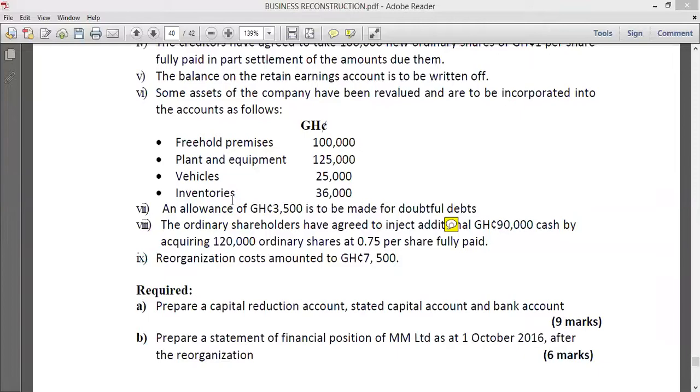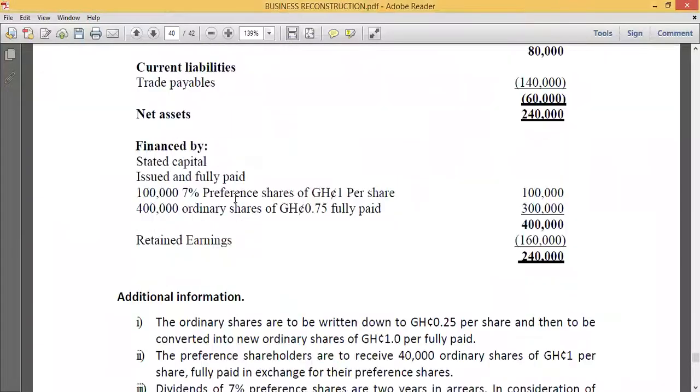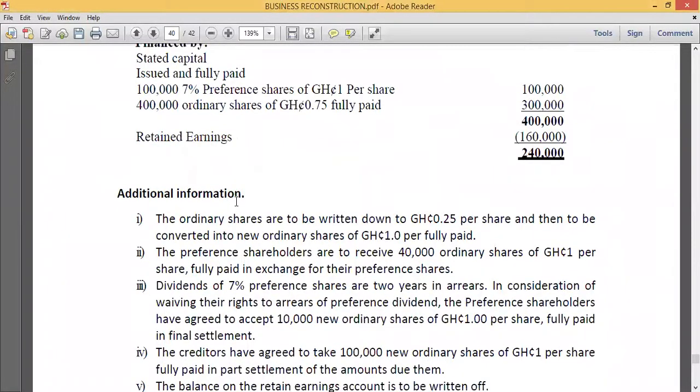Okay, so we are starting with note one officially. Note one stated that the ordinary shares are to be written down by 2.5 per share and then to be converted back to new ordinary shares at 1 Ghana Cedi. Good. So that is it.